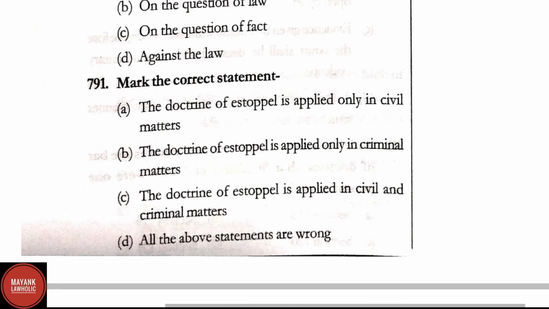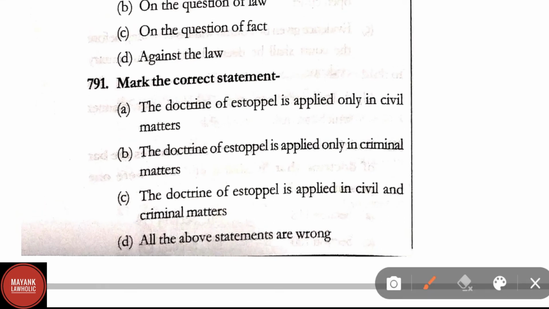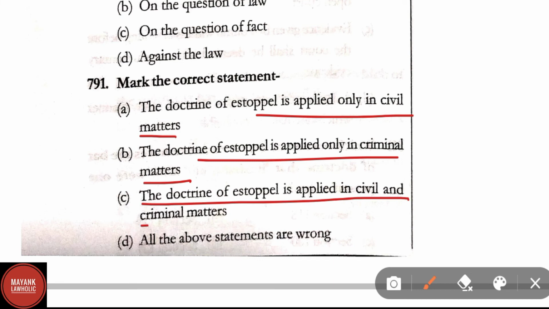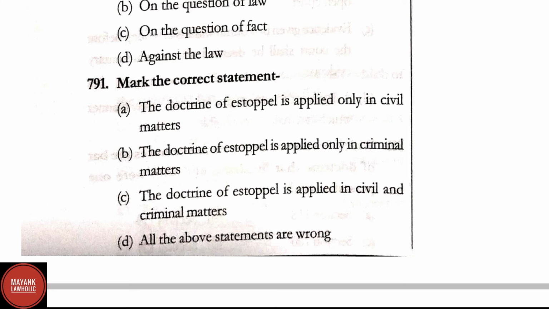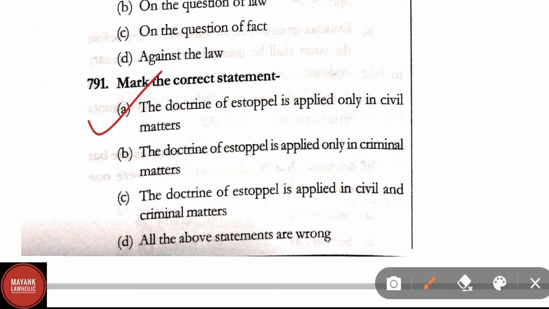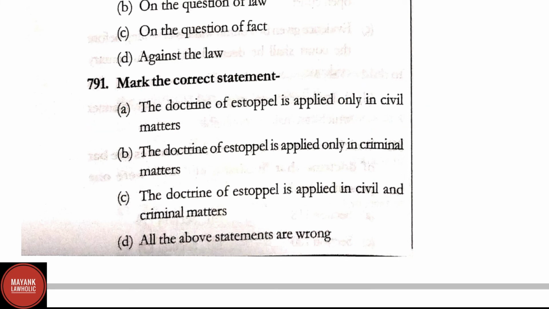Question number 791. Mark the correct statement. The doctrine of estoppel is applied only in civil matters. The doctrine of estoppel is applied only in criminal matters. The doctrine of estoppel is applied in civil and criminal matters. All the above statements are wrong. In question number 791, correct answer is option A. The doctrine of estoppel is applied only in civil matters.